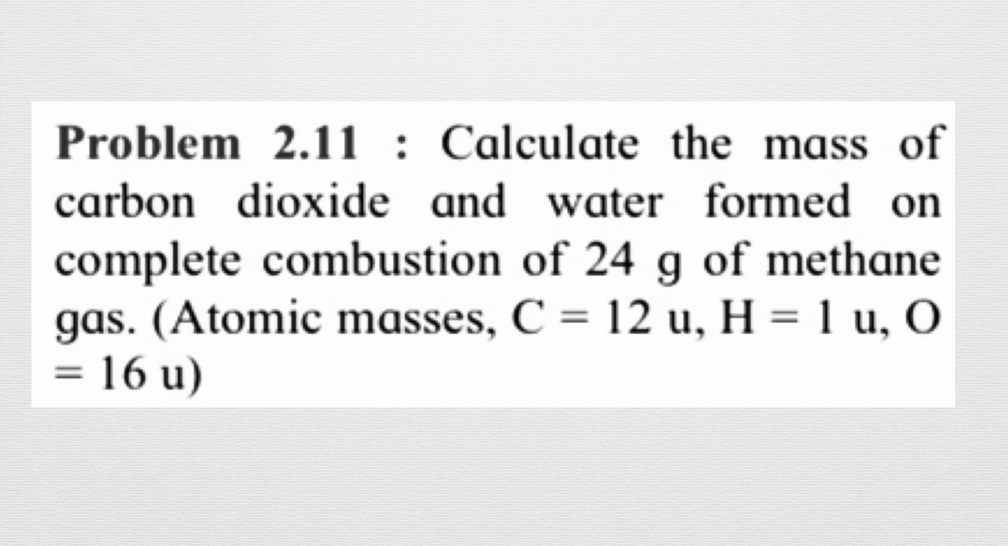Then you go to the next step, the number of moles and the masses. Once you balance that, the stoichiometric coefficient is nothing but the number of moles. Once you understand the moles, you can find out the relative masses of each of the reactants as well as products. And in this problem, we have to calculate the mass of carbon dioxide and water formed on complete combustion of 24 gram of methane. That means I have to calculate the amount of carbon dioxide and water when 24 grams of methane is reacted with oxygen.